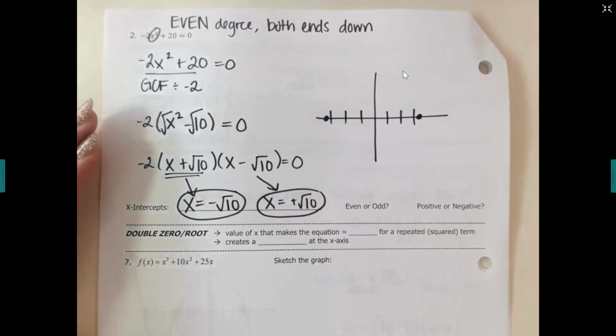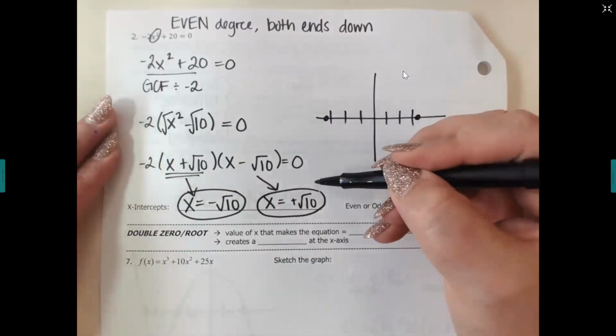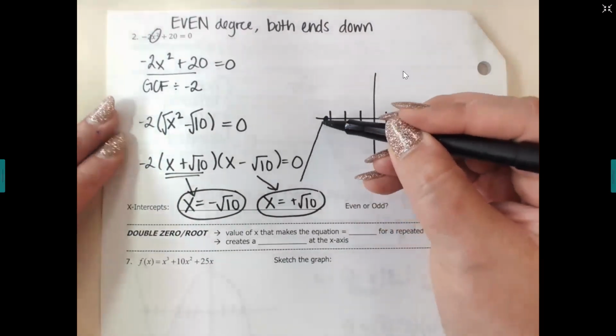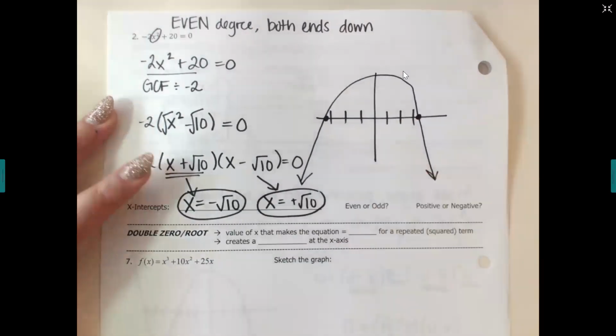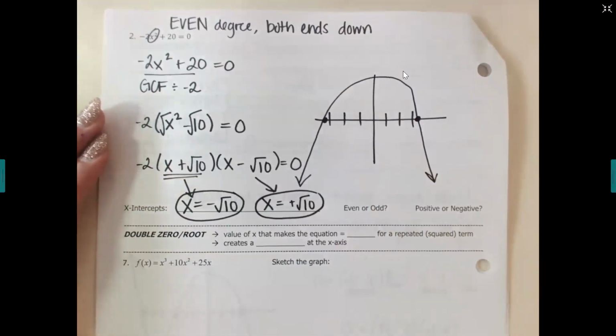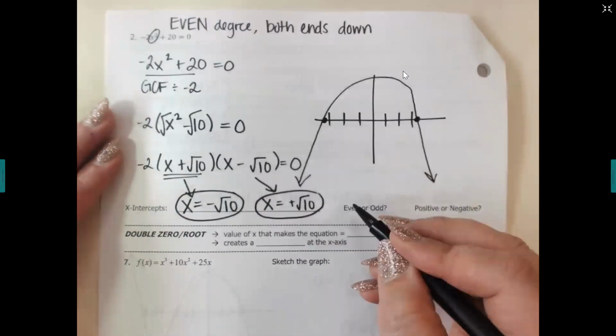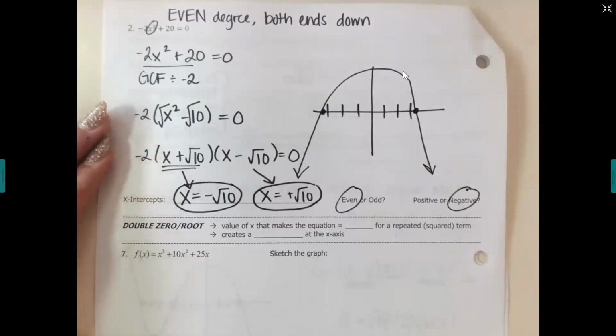We said this is an even with both ends down. So I'm going to start here. I'm going to come up through my first root and then down through my second root. And you should be able to sketch your graph like that. So that was an even negative. Questions on that?